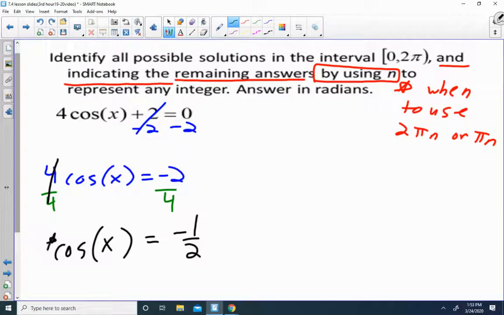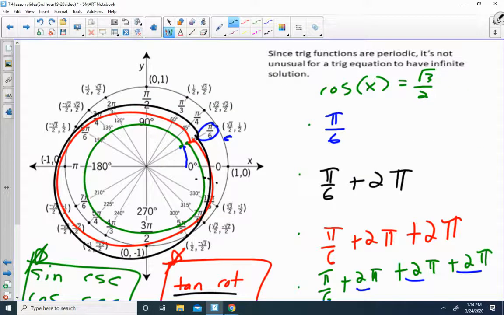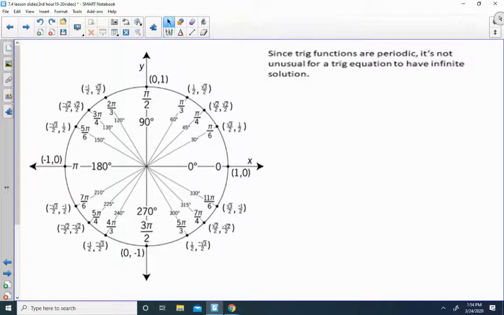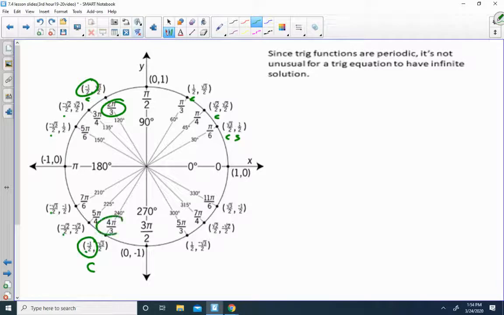So now, let's find all the answers where cosine of x is negative 1/2. So let's go to the unit circle. I'm going to erase the notes I put. So all right, let's look at all the cosines. Let's find out where cosine is negative 1/2. Boom, right here, right at 2 pi thirds. Anywhere else? Boom, right here, cosine equals negative 1/2. So that's going to be 4 pi thirds. Anywhere else? Nope. So 2 pi thirds and 4 pi thirds. Those are the angles we're going to be using.